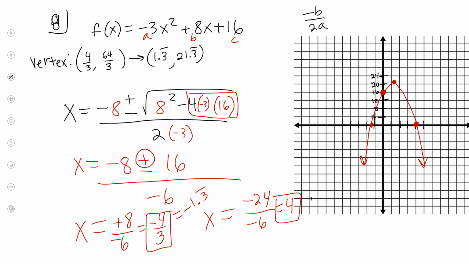I think some other questions on the page, it wants the axis of symmetry. So if I were to split this down the middle, it goes through the x-axis where? 1.3, because that was the vertex, 1.3 and 21.3. So that means the axis of symmetry, you're going to write x equals 1.3, or you can write it as a fraction, 4/3, whichever way you want.